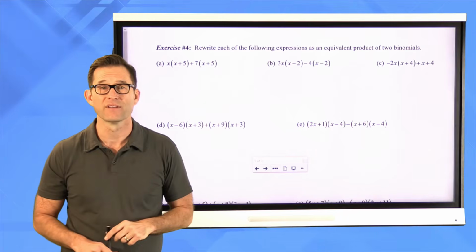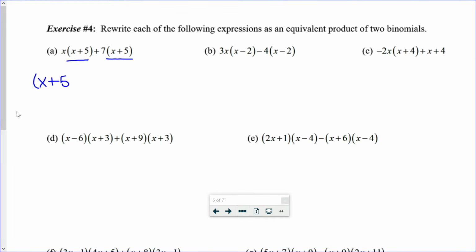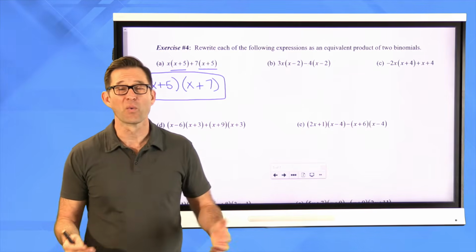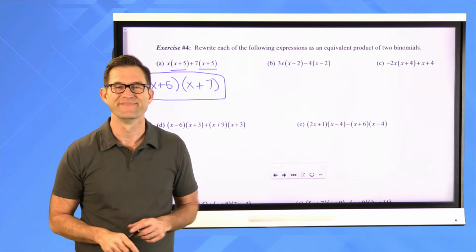Let's do letter A together. Let's take a look at it. We've got x times x plus 5 plus 7 times x plus 5. I want to just write this as the product of two binomials. That is going to be super duper easy because that common binomial is x plus 5. And when I undo my distributive property, I'm going to say, well, x plus 5 multiplied x, and it multiplied positive 7, and that's it. There's nothing more I have to do. In many of the other ones, I had to do a little bit of work to combine some like terms, and be wary about subtraction, all of that. Not in that problem.